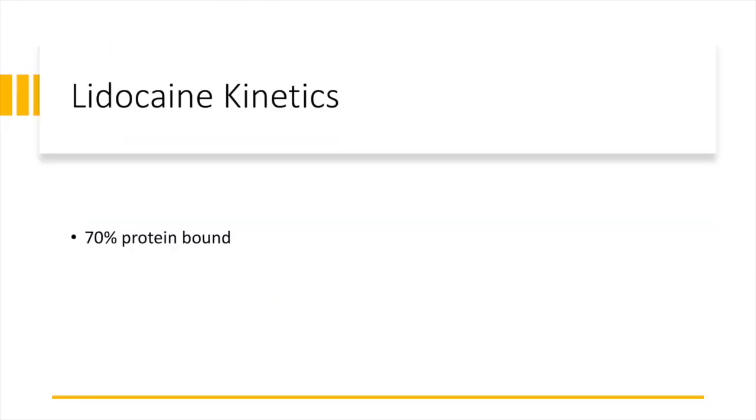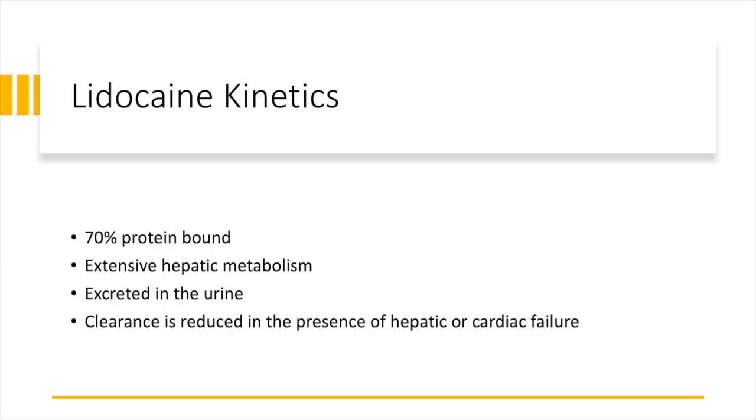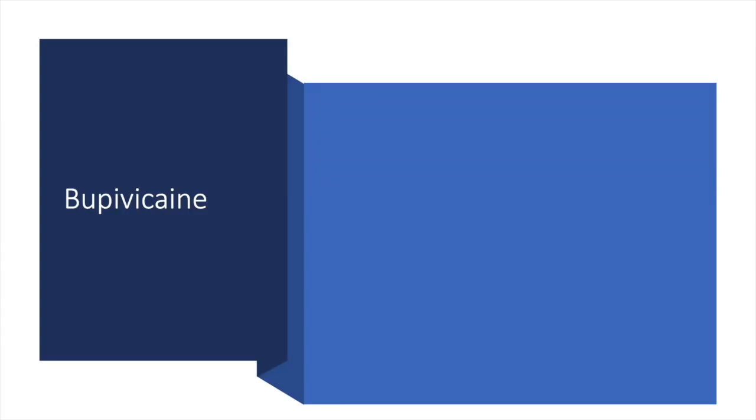Lidocaine is 70% protein bound. It undergoes extensive hepatic metabolism. It's excreted in the urine, and the one thing to be aware of is that its clearance is reduced in the presence of either hepatic or cardiac failure. Bupivacaine is prepared as a 0.25 or a 0.5% solution.